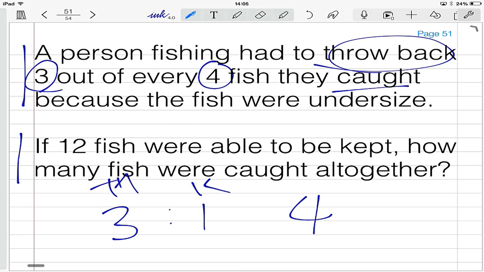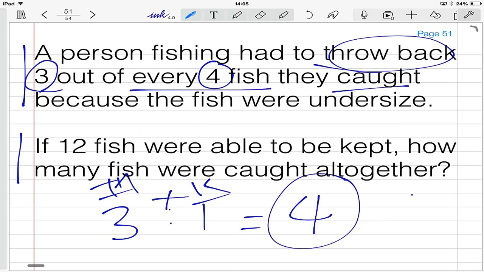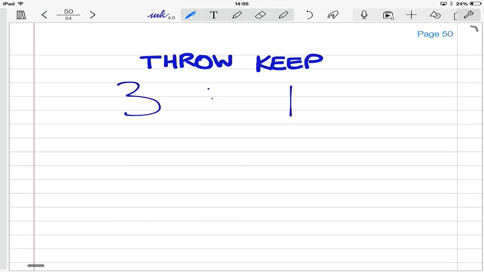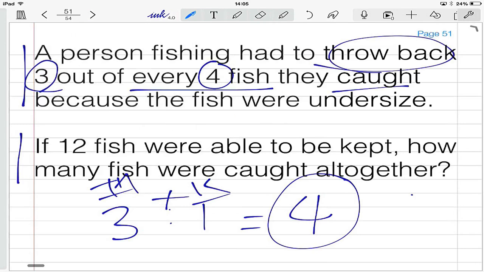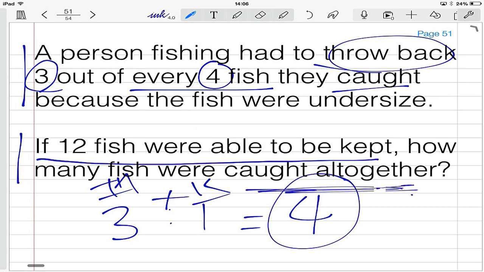Okay, if I add the ones that have to be thrown back to the ones I can keep, that gives me the total number, which was displayed here. So let's look at it like this: 3 to 1, throwing them back and keeping them. There's the ratio to begin with. Now if we go back to our question, we're asked to find, if 12 fish were able to be kept, how many were caught altogether? So that's our question, how many altogether?